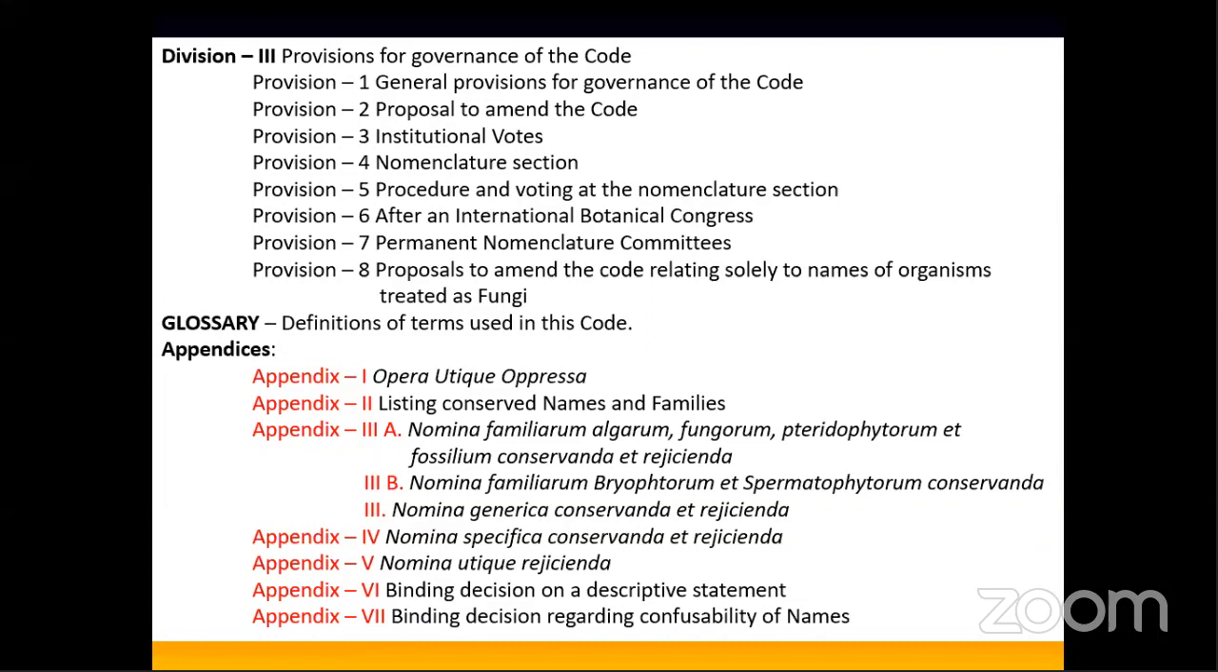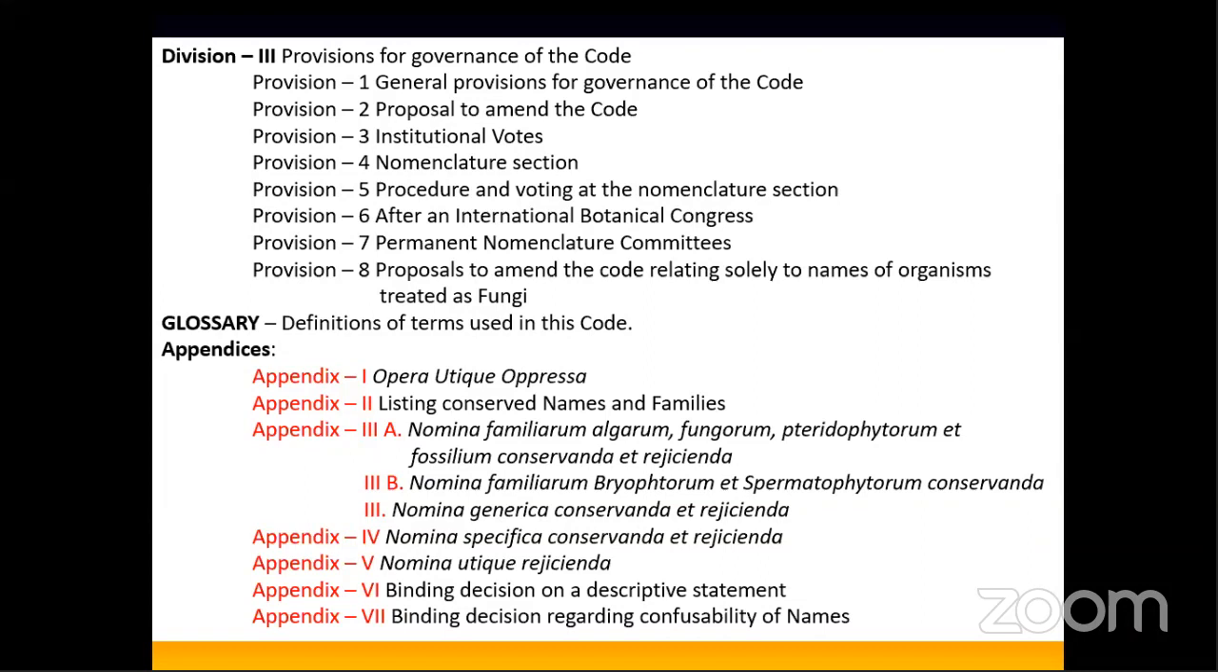And provision 5, procedure and voting at the nomenclature section. At the time of conference, what are the roles of institutions and other committees? And provision 6, after an international botanical congress, for example, publication of that code and publication of the decision or deliberation of the conference. So everything was given in provisions. And provision 7 is permanent nomenclature committees.